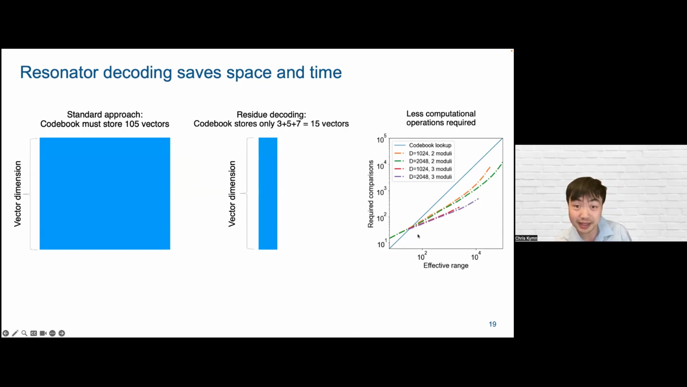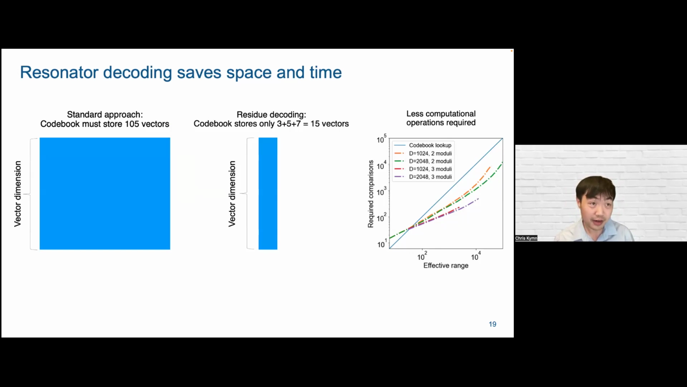And the takeaway is that if you have an effective range that's large enough and your dimension is sufficiently high, then the number of comparisons that's required is going to beat out the codebook lookup often by an order or an order and a half of magnitude. So it's going to be a much more efficient way to recover back the original moduli than if you were to do a brute force kind of search. And so that's the nice thing, is that you have a compact codebook, so it requires less storage. And then in addition to that, it saves you computation later on as well.